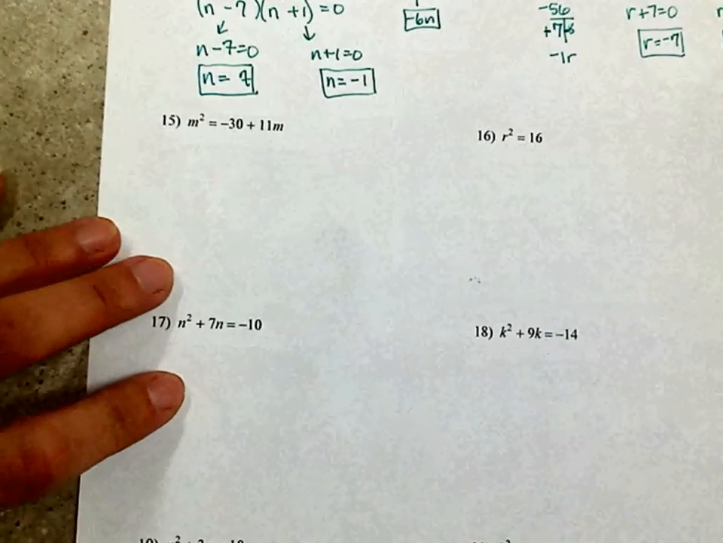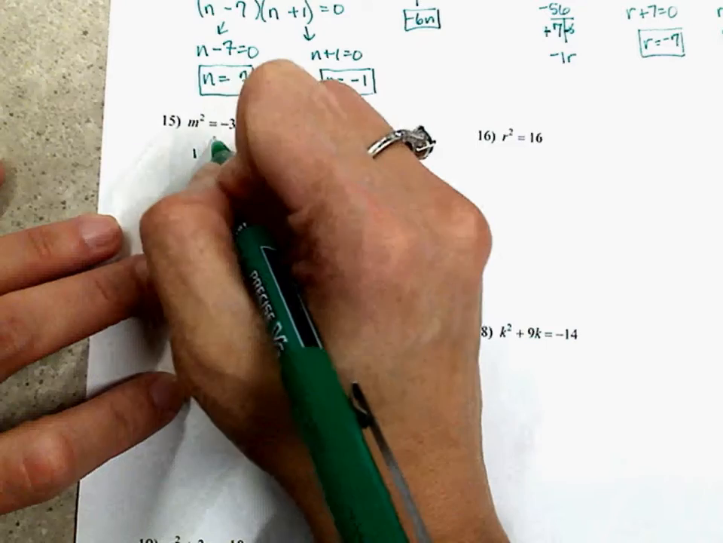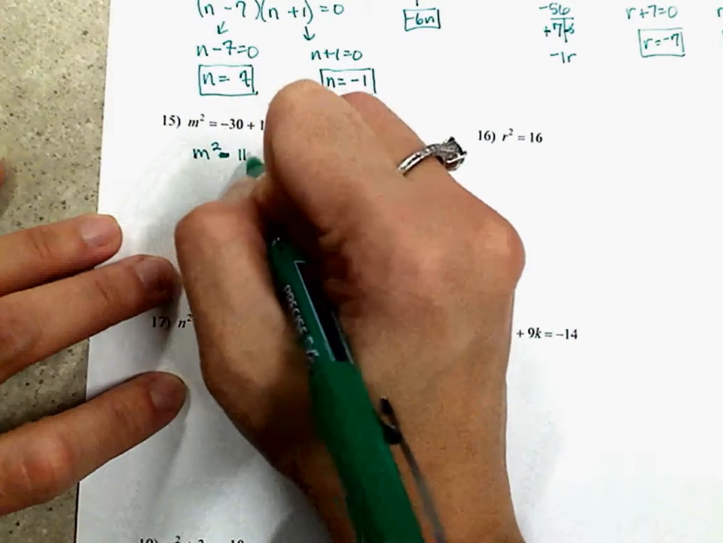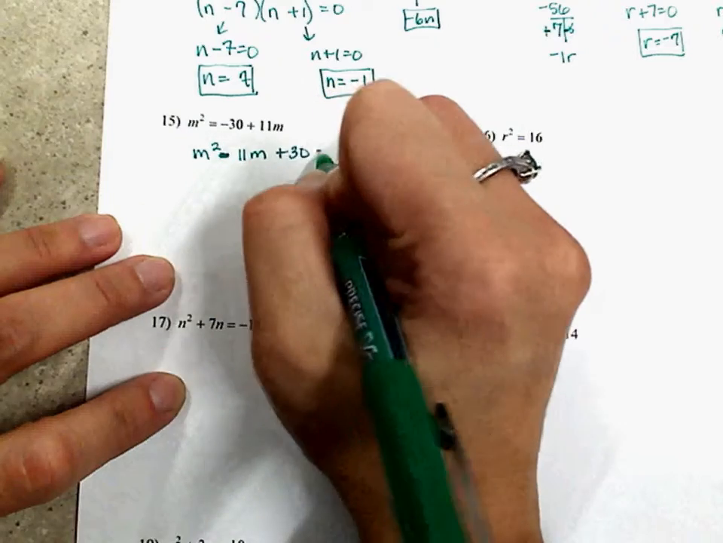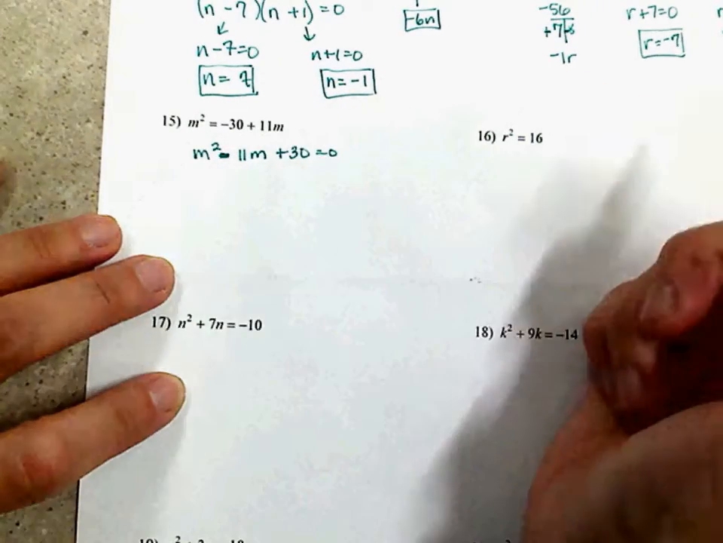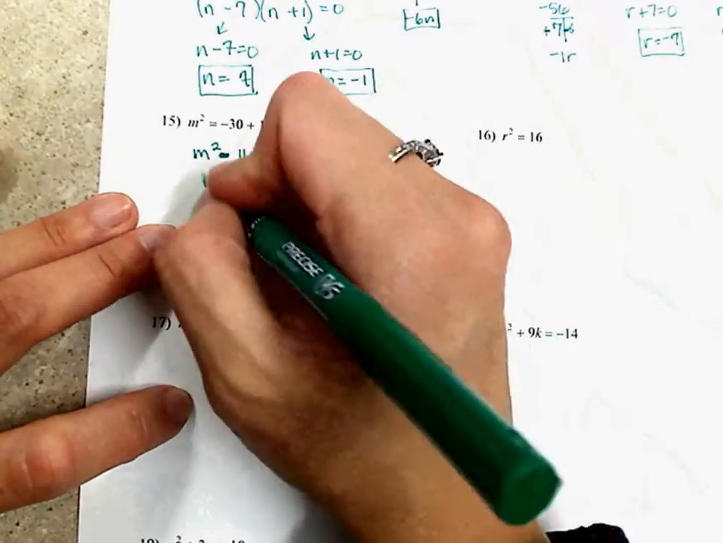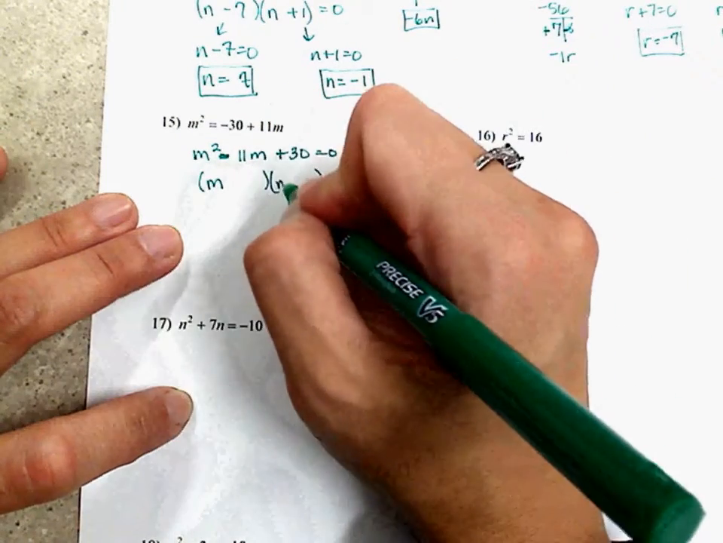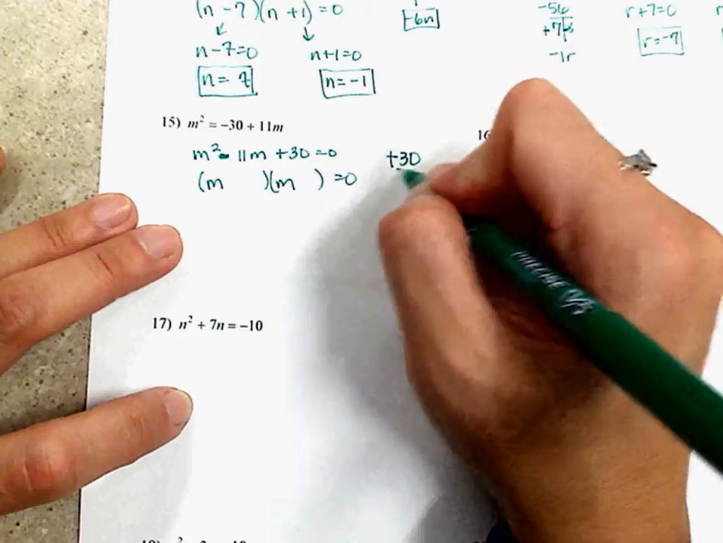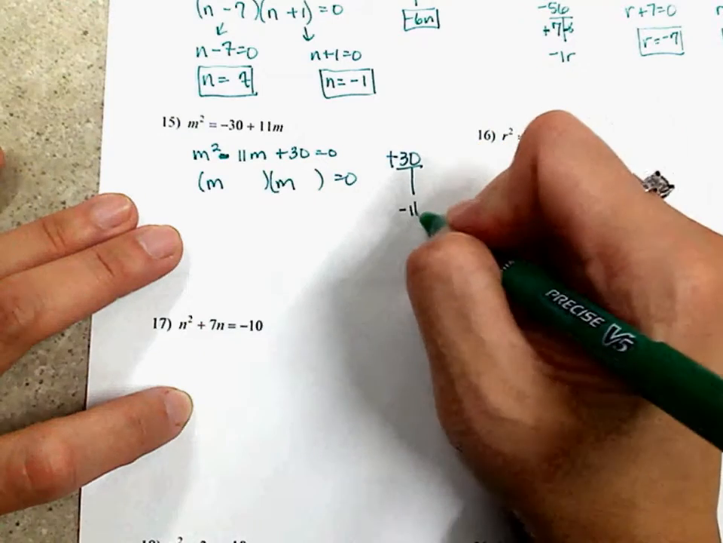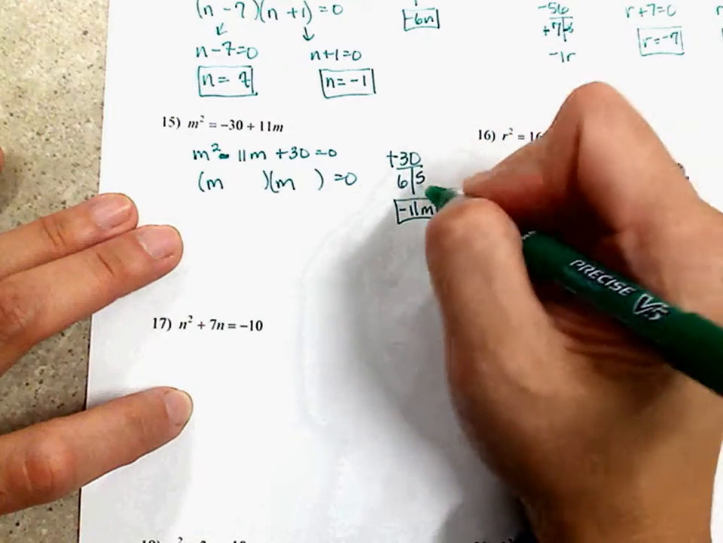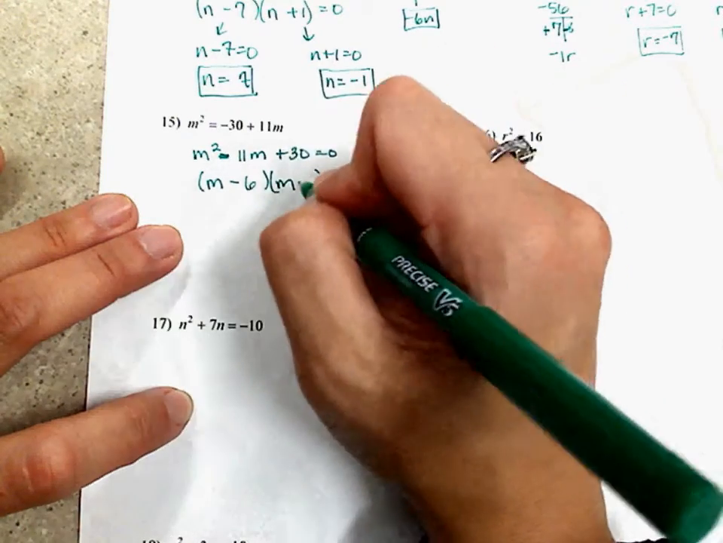Number 15. Okay, so m squared equals, I'm going to move it over, minus 11m plus 30 equal to 0. See, I just took it opposite, okay? Two sets of parentheses. Factors of m squared is m and m. Two numbers that multiply give you 30, and it's going to add to give you negative 11. That would be 6 and 5, and both of them have to be negative.